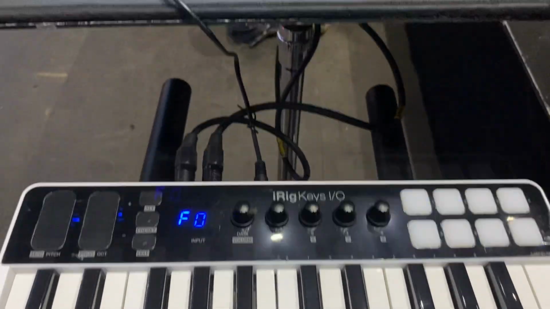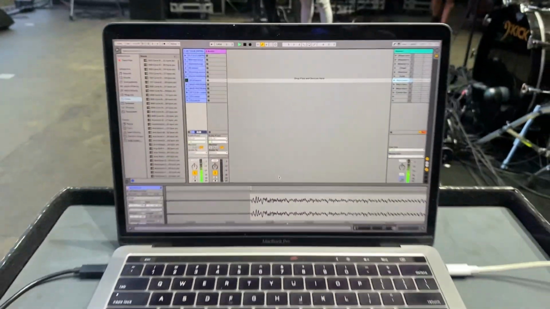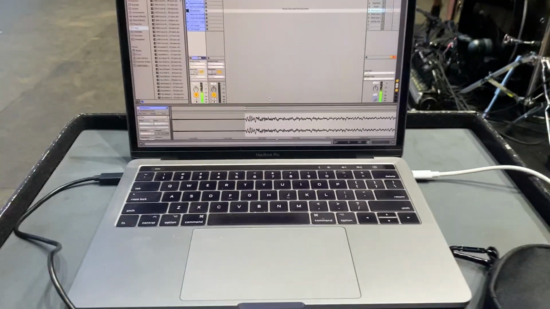So, second show. The first one was okay, it was good. Let's see if we have it locked with the sample, the Ableton and the reggae. Let's see the setup. Setup is up and running. Wish me luck, guys.